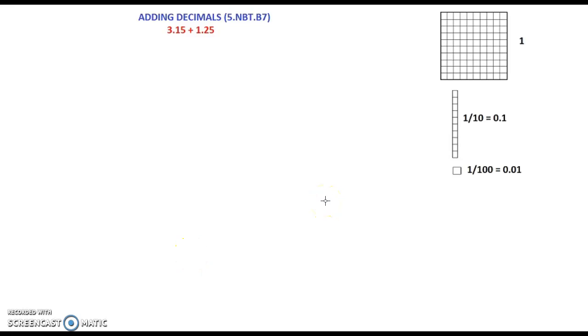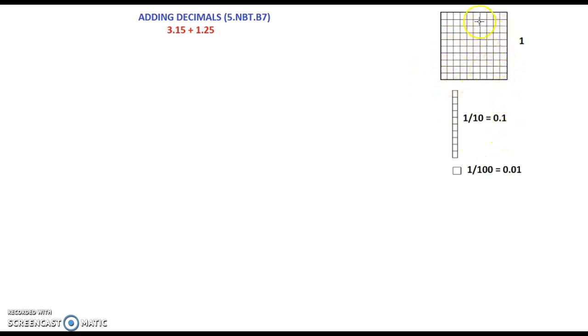Okay, so today we're going to be adding decimals. More specifically, we're going to be using a concrete model to represent how to add decimals. And that concrete model is going to be our base 10 blocks, and you can see I have them over here to the right-hand side.